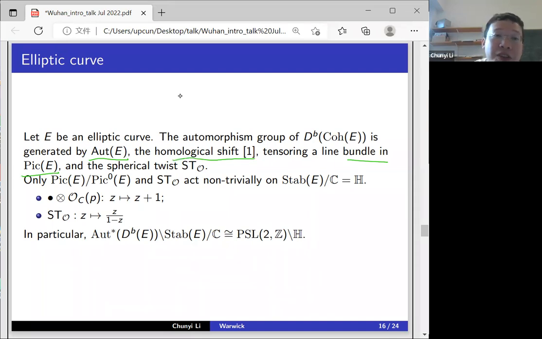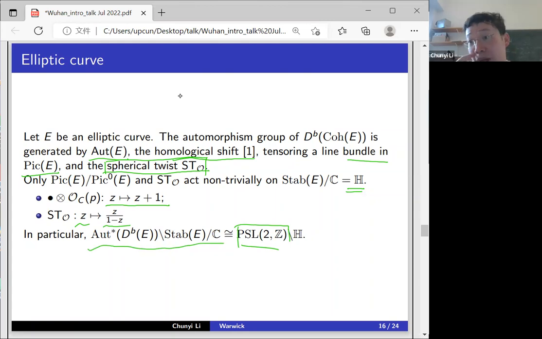Also not so interesting. But in this case, I have this very interesting so-called spherical twist. I don't want to unpack the details of it, but just letting you know that it has some non-trivial action on the stability manifold H, which maps Z to Z over 1 minus Z. Together with tensoring, which maps Z just by a shift of the lattice, those two generate the classical PSL2(Z) action on this upper half plane, and you definitely know this is the space of all the modular forms.